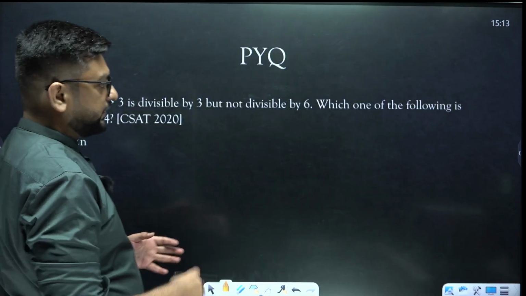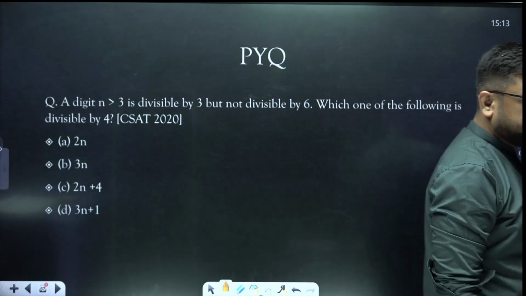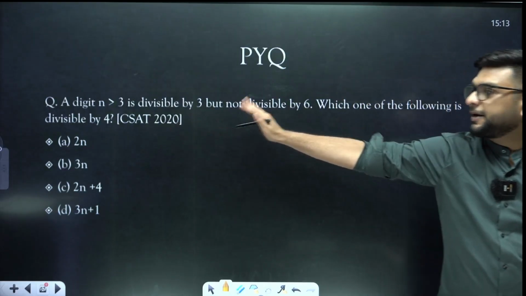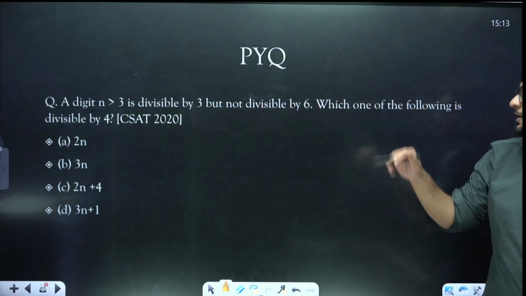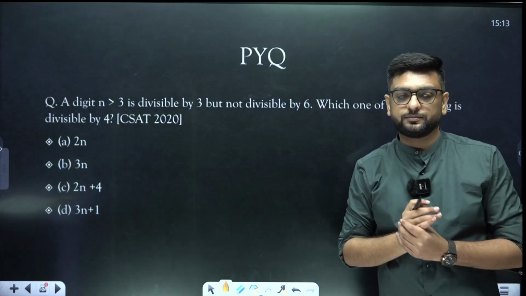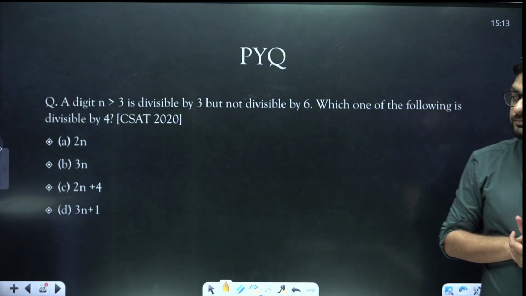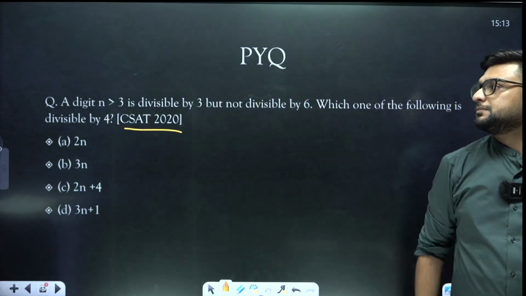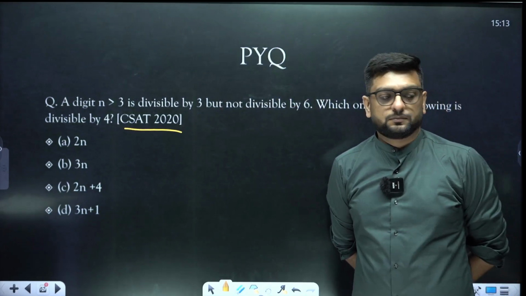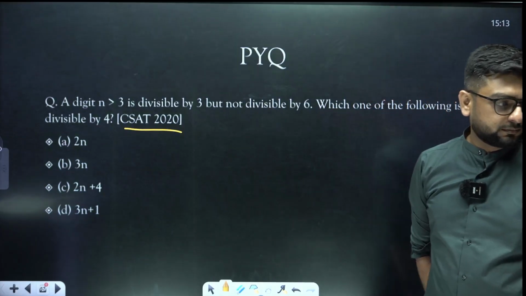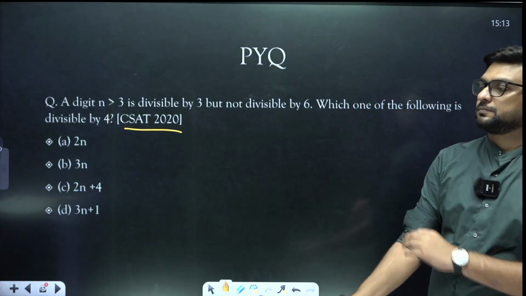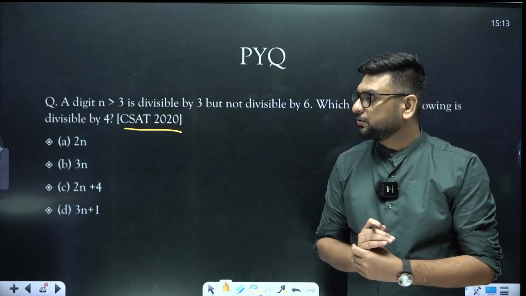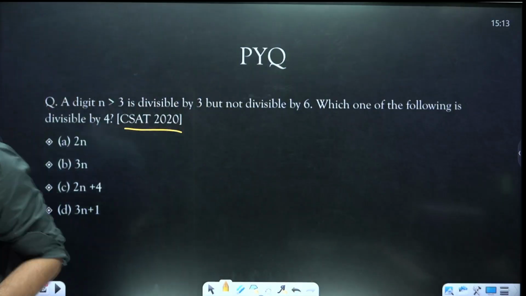All right. This point. इसका आंसर देखते हैं कौन देता है. A digit n greater than 3 is divisible by 3 but not divisible by 6. Which one of the following is divisible by 4? 2020. जिसको क्वेश्चन समझ में नहीं आया, they can ping it. ठीक है, I'll explain it. Those who have understood the question, please do it.